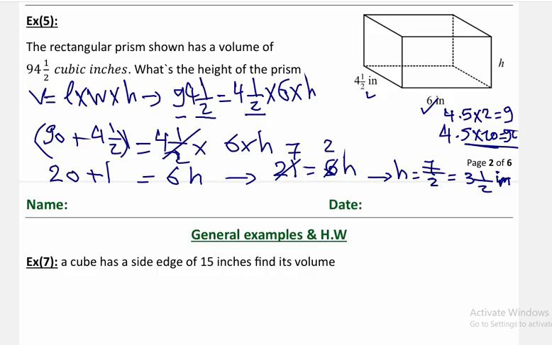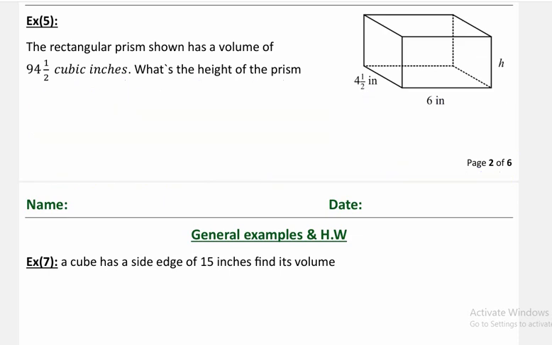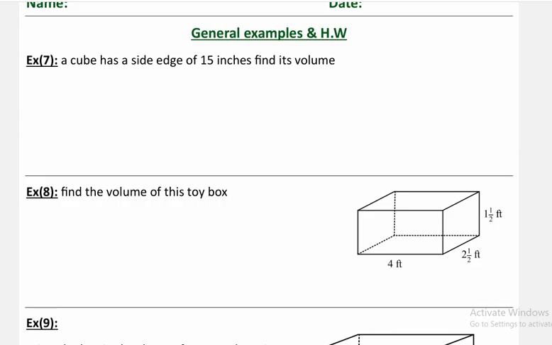Now solving the homework. Pause your video, solve it yourself, replay and check your answer. Let's move on. A cube has a side edge of 15 inches. Find its volume. The volume will be 15 times 15 times 15. Why 15 times 15 times 15? Because the length equals width equals height equals 15. So length is 15, width is 15, height is 15.